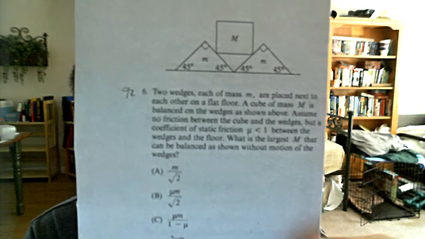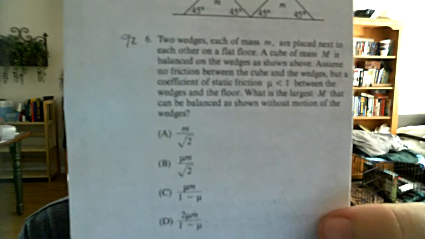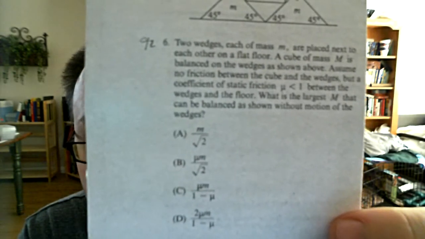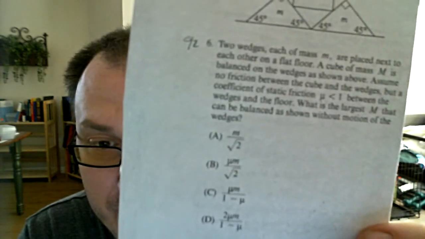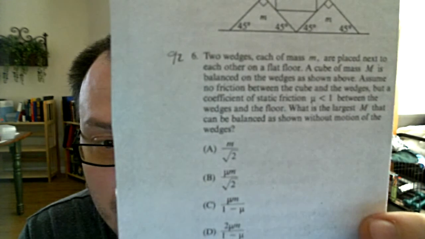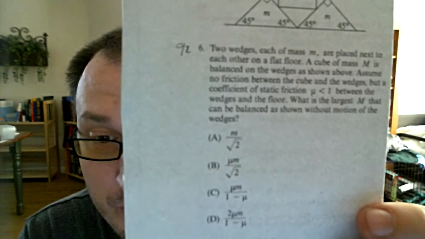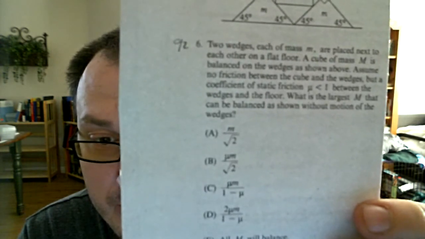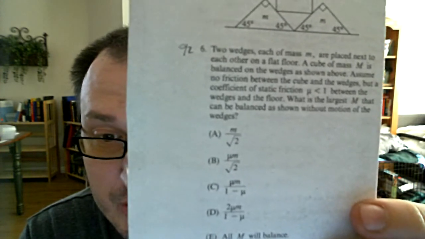The figure, hopefully you can see that. Number 6: 2 wedges, each of mass lowercase m, are placed next to each other on a flat floor. A cube of mass uppercase M is balanced on the wedges as shown above. Assume no friction between the cube and the wedges, and a coefficient of static friction, mu, less than 1 between the wedges and the floor. What is the largest uppercase M that can be balanced as shown without motion of the wedges?